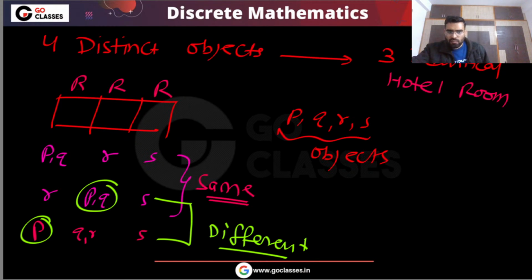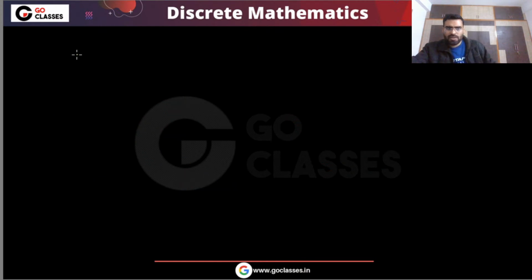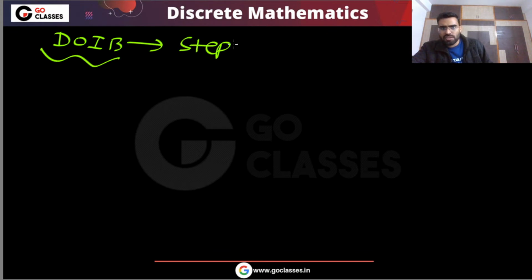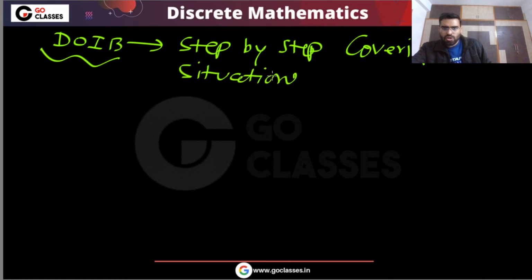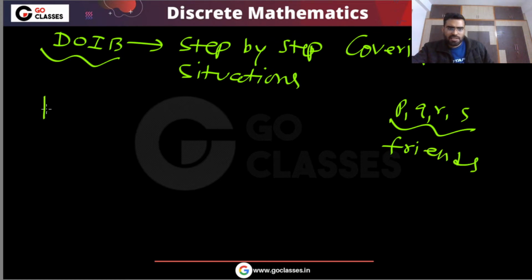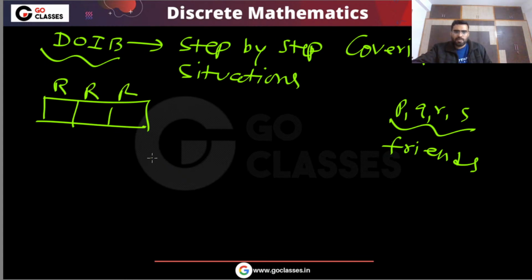Okay, so finally, what you have to do? Let's see how many ways there will be. Remember, if you have this DOIB template, just go manually, step by step, covering all possibilities, covering all situations. So you have total 4 objects, PQRS. Let's assume these are 4 friends, and these are 3 hotel rooms, exactly the same hotel rooms.